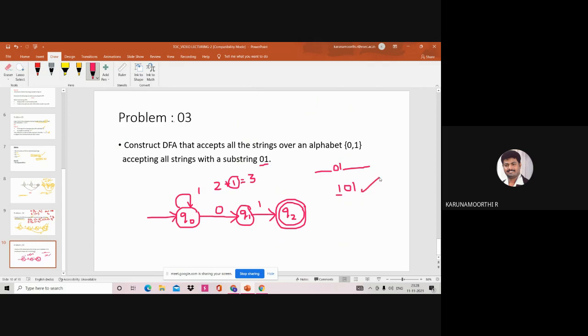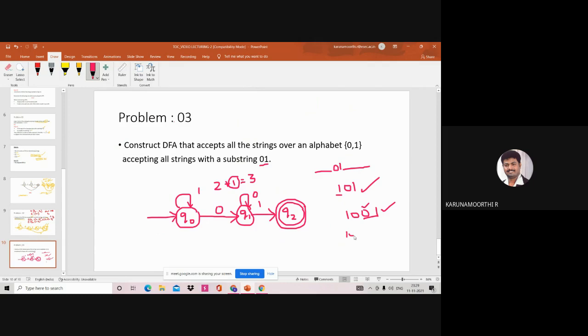right? Then any other string, for example, 1001. So this is a substring, right? So we have 10, okay. What about the 0? Shall I put it here? I think it is not violating the DFA rules, right? So 1001, it is accepted, right?